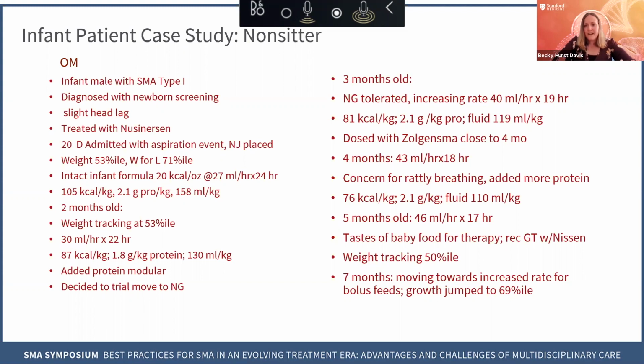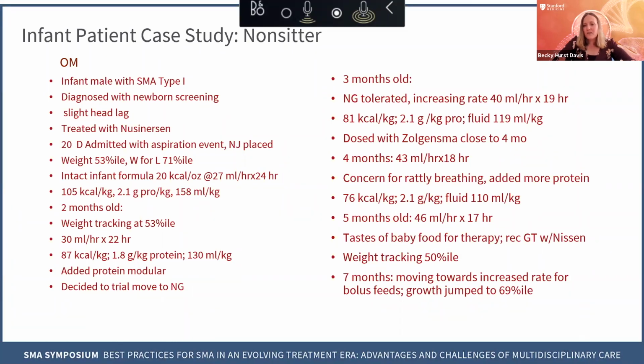At 5 months of age, he had gone down in his time on the tube and was able to start taking tastes of baby food for therapy. His weight was still tracking at the 50th percentile, which is about where we wanted him to be, based on his nutrition-focused physical exam and looking at his appropriateness in person. You really can't go on a growth chart sometimes, especially for people with SMA.